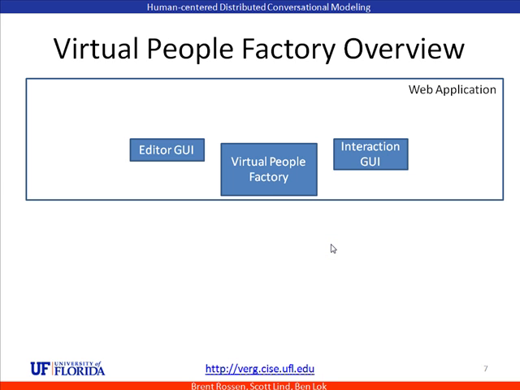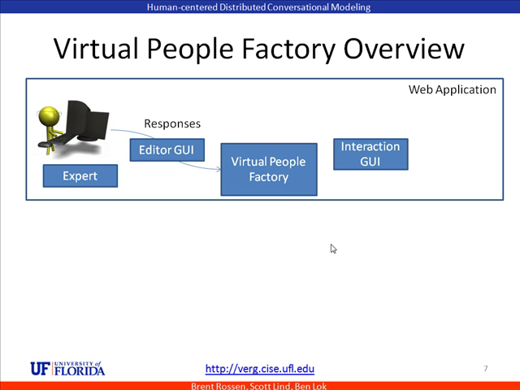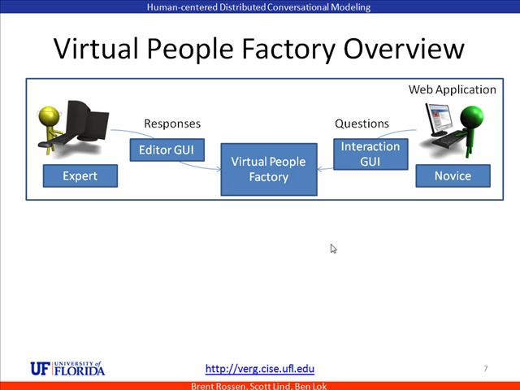So we created an application called Virtual People Factory, which is an implementation of human-centered distributed conversational modeling. It's a web application. It consists of an editor GUI and an interaction GUI. The experts use the editor GUI to enter responses and questions if they feel like it, and the novices use the interaction GUI to add new questions. And all of this is gathered into a corpus.